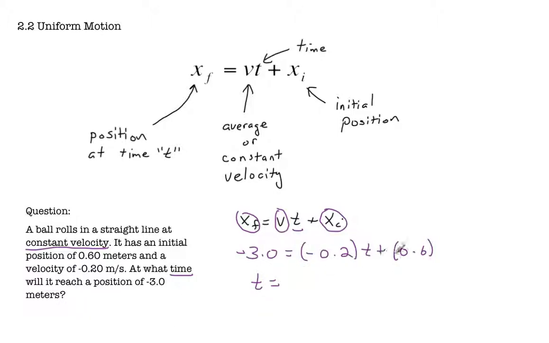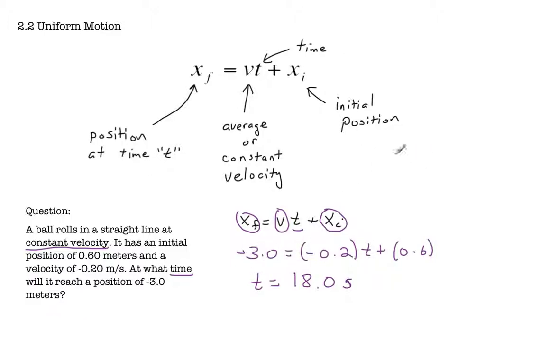If you solve for t, you could subtract 0.6 from both sides and then divide by the negative 0.2 on both sides. If I do that quickly, and you can try it too if you'd like, I get 18 seconds. T is equal to 18.0 seconds. So it'll take 18 seconds for the object to get to this position.